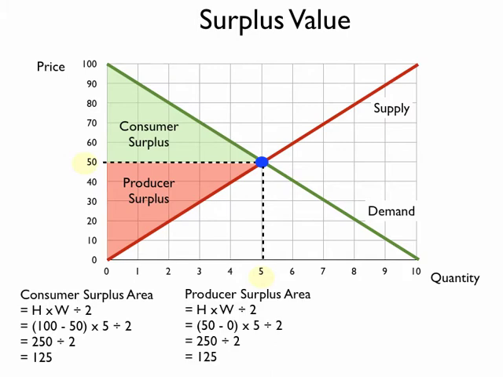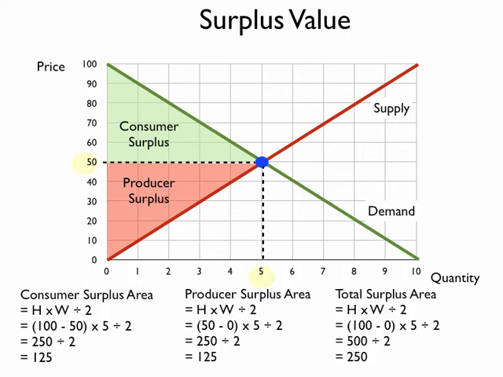To calculate the producer surplus, the same thing, the height times the width divided by 2. The numbers here would be 50 minus 0, the height is 50, the width is 5, and then we divide that total area by 2 to get the area of the triangle. That's also 125. The way I drew this basically made both areas exactly the same size.